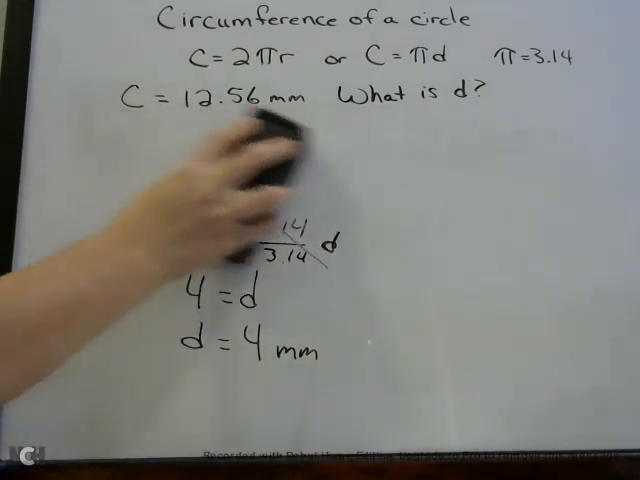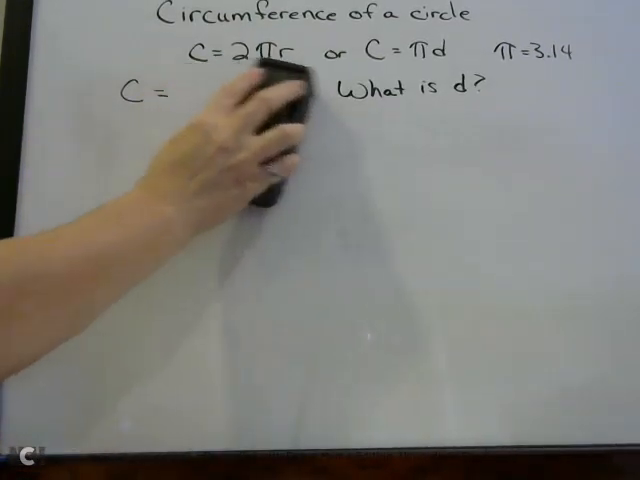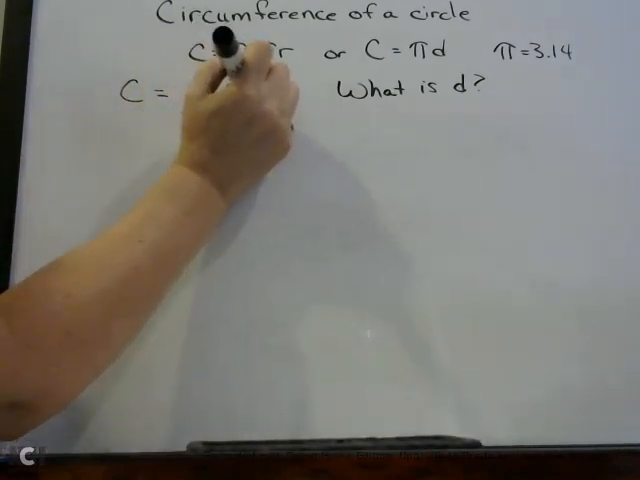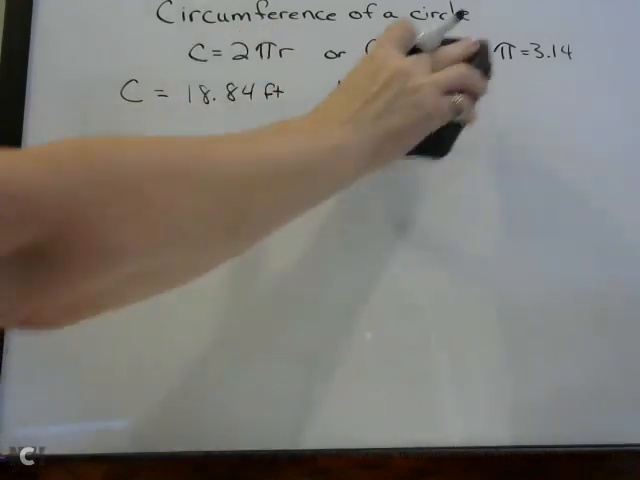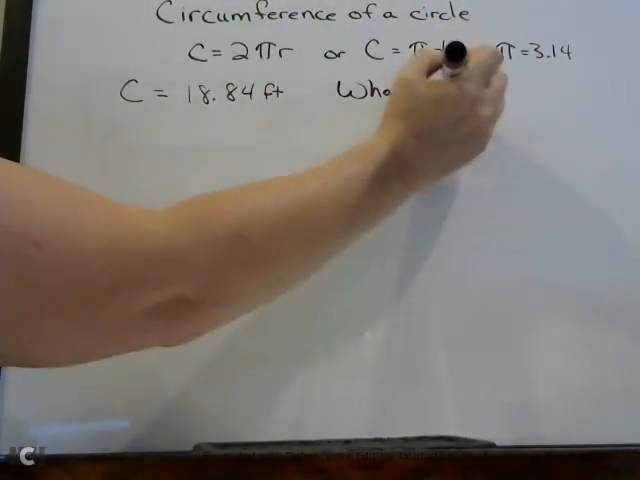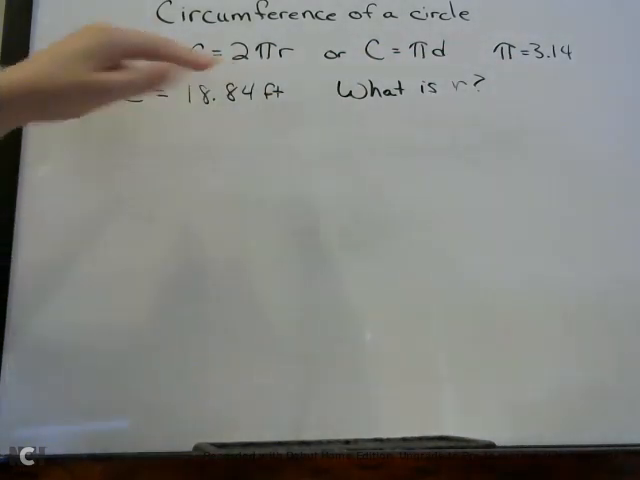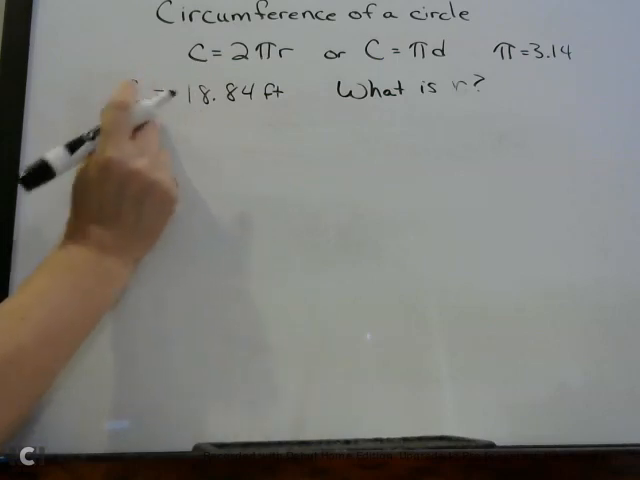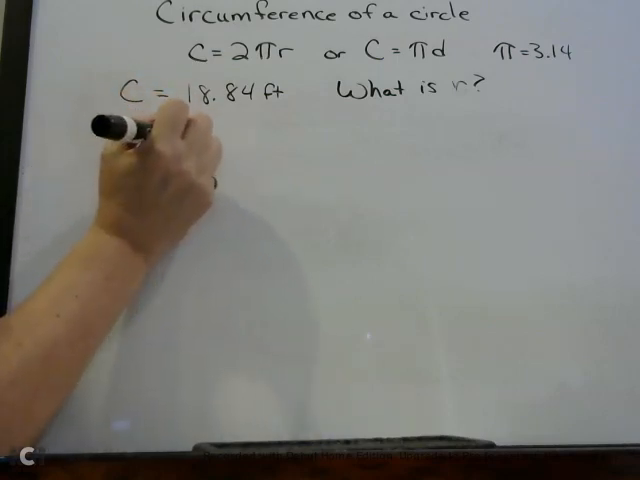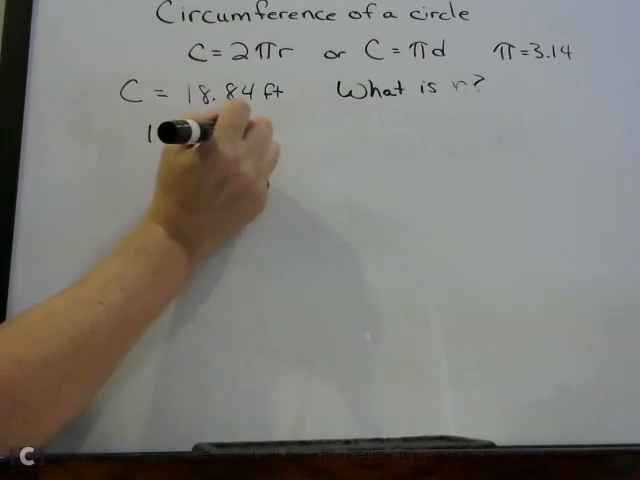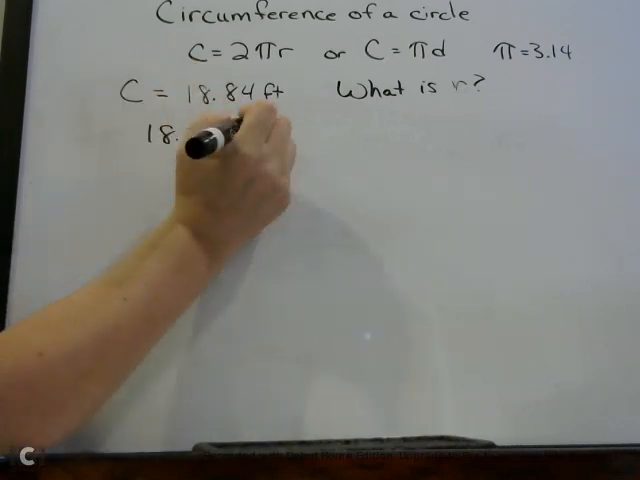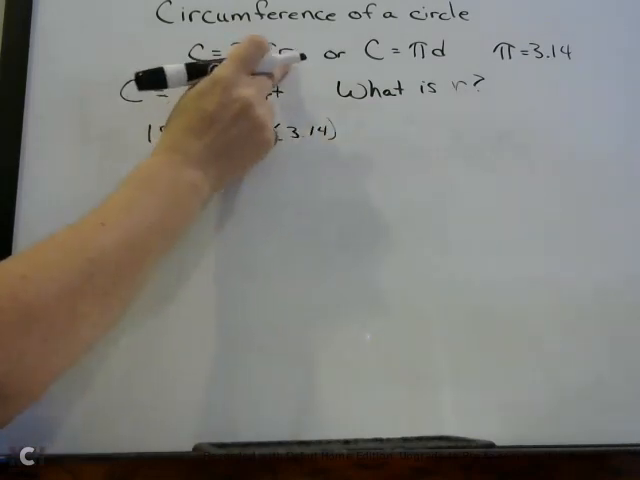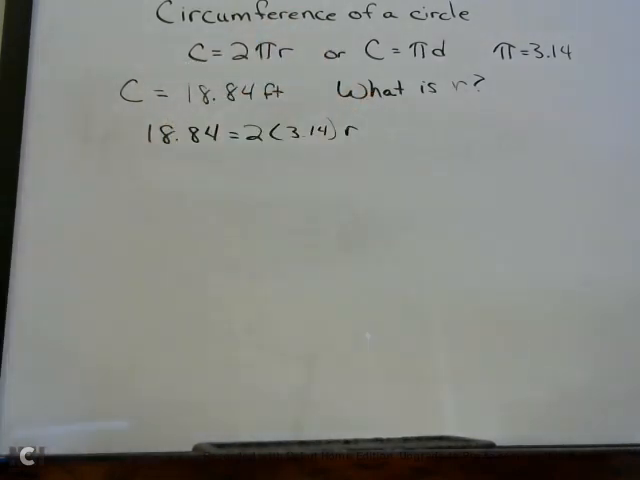They might give us a problem that says circumference equals 18.84 feet. What is the radius? We're going to use this formula. So C equals 2 times pi times r. So C we have, so we're going to stick that on this side, equals 2 times pi, 3.14 is what pi equals, times r, which is what we're trying to figure out.